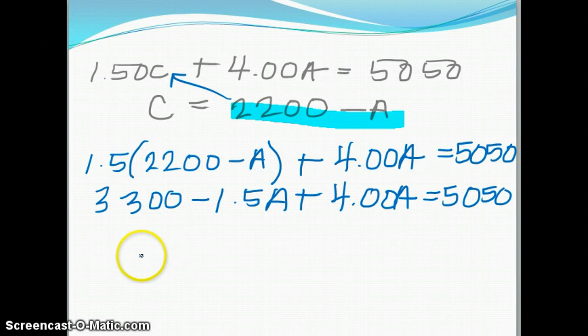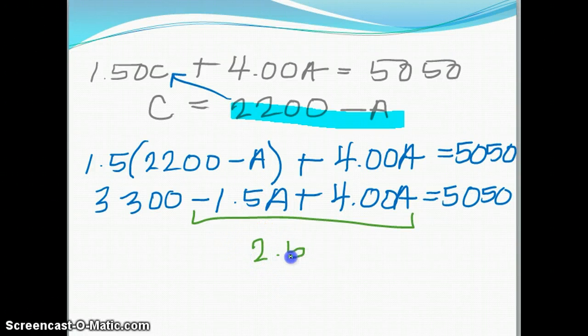Okay, now I just solve my equation and I start combining like terms. I add and subtract until I can get that A all by itself. So what I have here is negative 1.5 plus 4, and I get 2.5 adults.